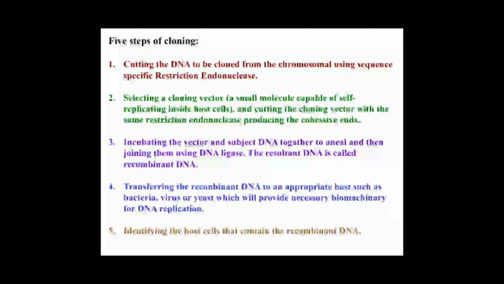Next, we select a cloning vector. This is usually a small, self-replicating DNA molecule, like a plasmid, that can multiply inside host cells. We cut this vector with the same restriction enzyme, which creates sticky ends or cohesive ends that are complementary to those on our target DNA.